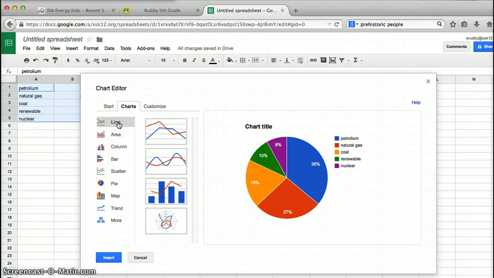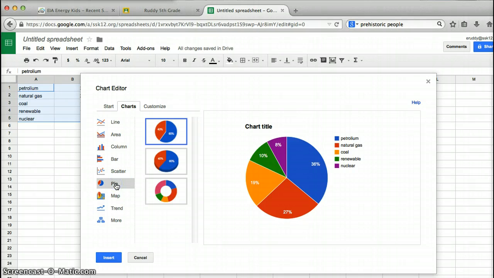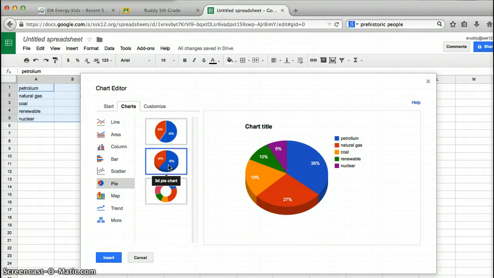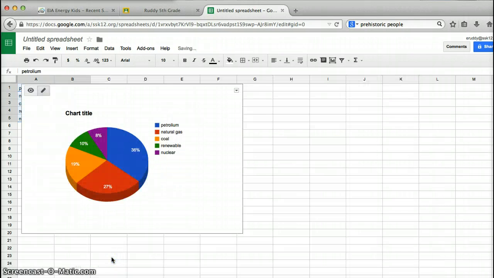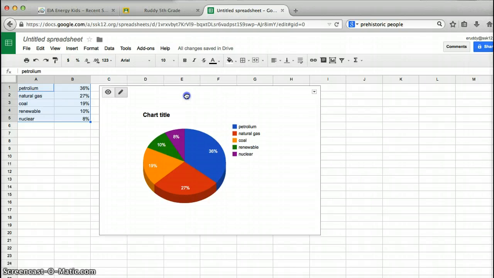I can look at what it would be like with a line graph, with a column graph, with a bar graph. But what I want you to make right now is a pie graph. You can choose which pie graph you use. So for now, let's do that one. And then we're going to say insert. All right, now I want you to pull it and set it over to the side so that we can see that you set up your graph and then it creates the information.